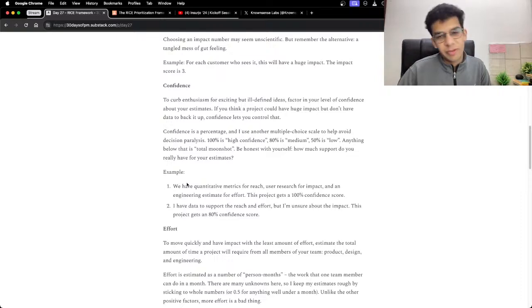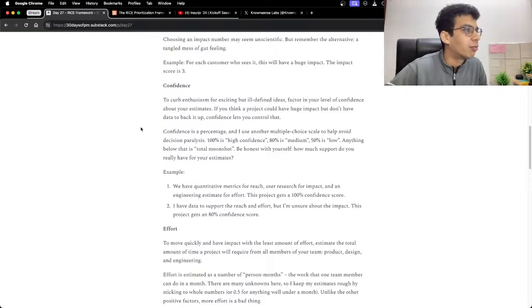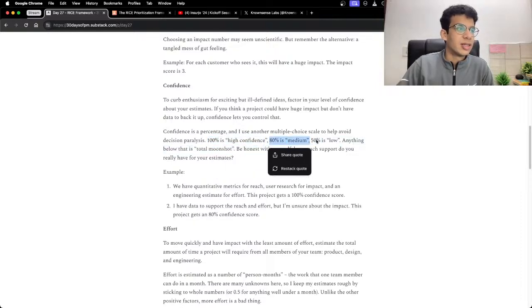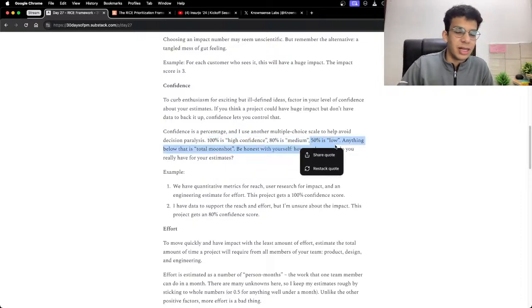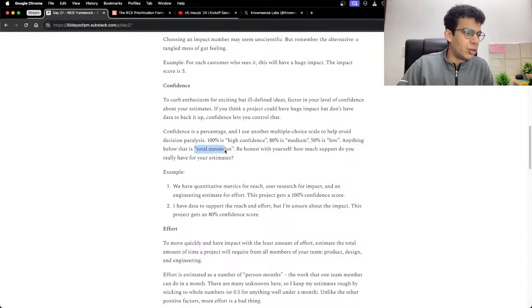The next thing is confidence. Confidence is more on the side of how much confidence you have in the solution that you're pitching, and what the factors are, essentially, right? So here it is a percentage. It is used as a multiple choice to help avoid decision paralysis. So 100% is high confidence, medium is 80%, and something like 50% is you don't really have a lot of confidence. Anything below that is a total moonshot. How much support do you really have, right?